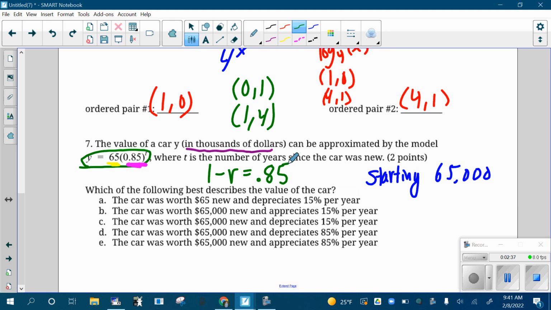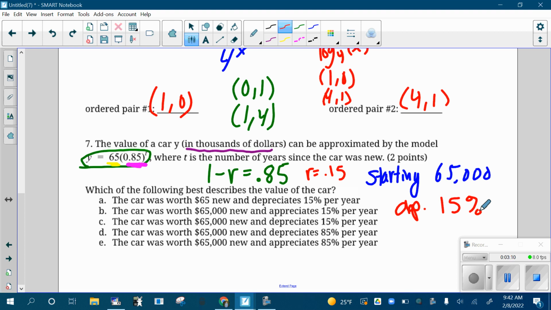what are they taking away from 1 to get 0.85? In other words, what percent are they taking away from 100% to get 85%? The answer is 0.15, or 15%. So it's going down 15%, and so it's keeping 85% of its value. So don't say the amount it's depreciating is 85%. It's depreciating 15%, because 85 is 15 less than 100.